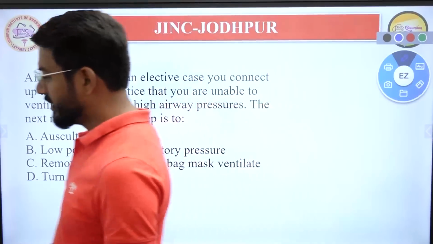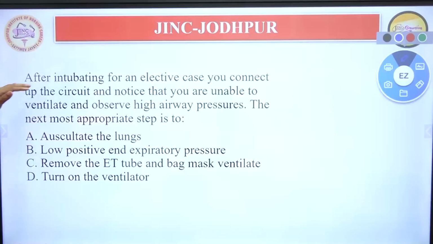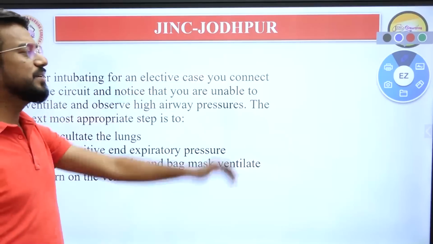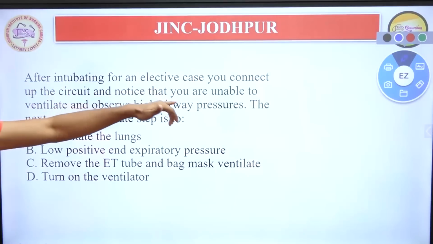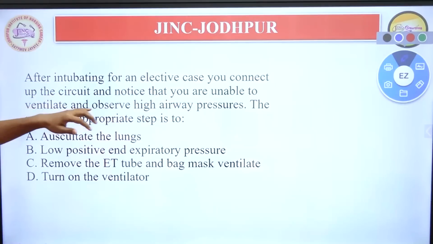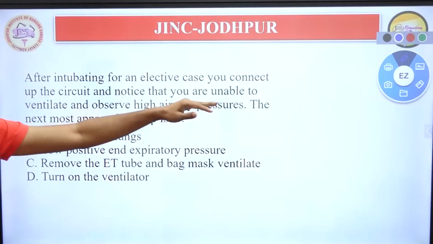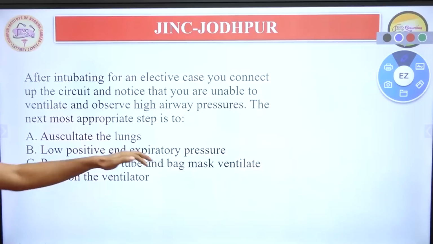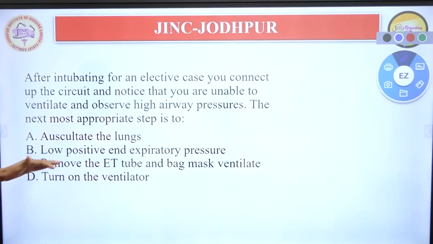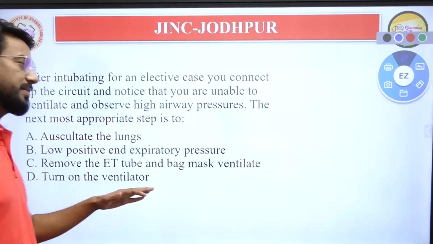In this question, what is the question asking you? After intubating for an elective case, you connect up the circuit and notice that you are unable to ventilate and observe high airway pressure. The next most appropriate step is to auscultate the lungs, low positive end-expiratory pressure, remove the ET tube and bag mask ventilate, or turn on the ventilator.